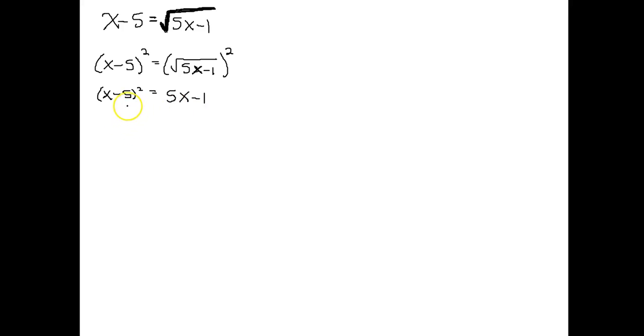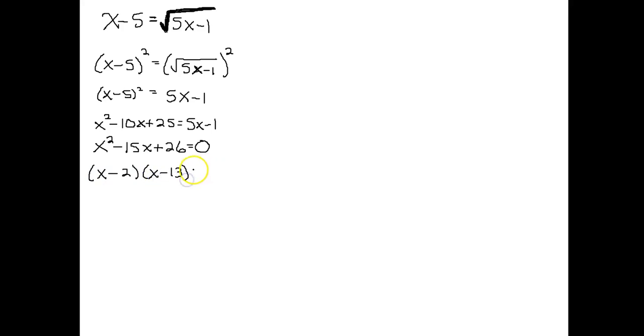Okay, so x minus 5 quantity squared is x squared minus 10x plus 25. That equals 5x minus 1. Subtract 5x from both sides, and you'll end up with minus 15x. Add 1 to both sides, you'll end up with plus 26 equals 0. We have a quadratic equation, and it is factorable because factors of 26 that add to minus 15 include minus 2 and minus 13. So that keeps us in business here.